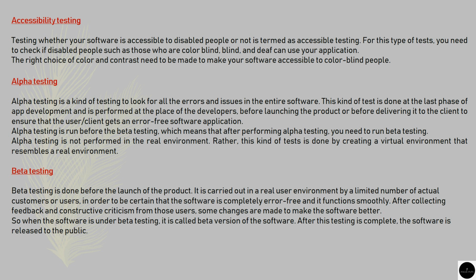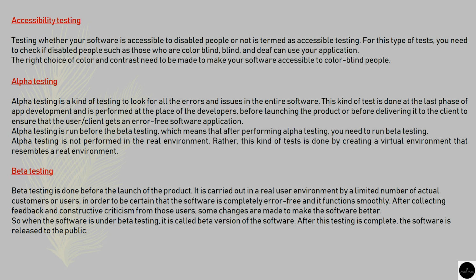This kind of test is done at the last phase of the application development and is performed at the place of the developers before launching the product or before delivering it to the client to ensure that the user client gets an error-free software application. Alpha testing is run before the beta testing, which means that after performing alpha testing, you need to run beta testing. Alpha testing is not performed in the real environment. Rather, this kind of test is done by creating a virtual environment that resembles a real environment.